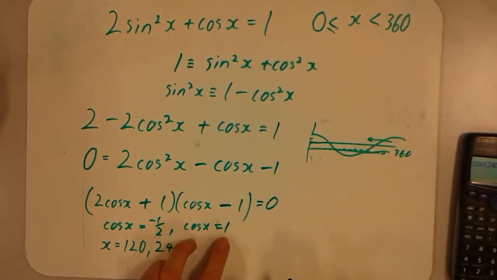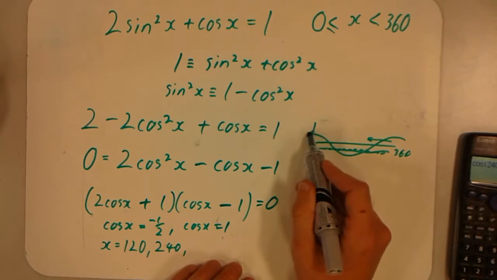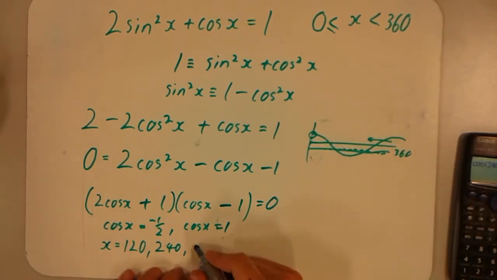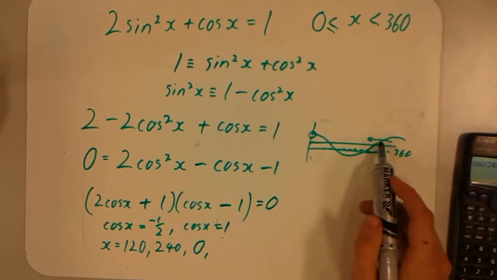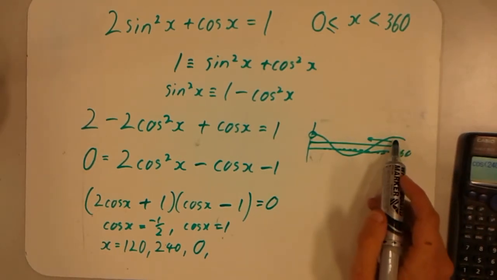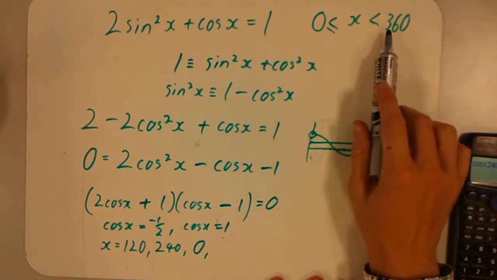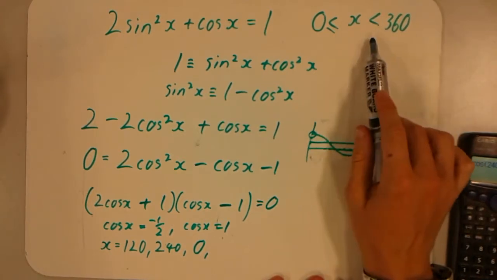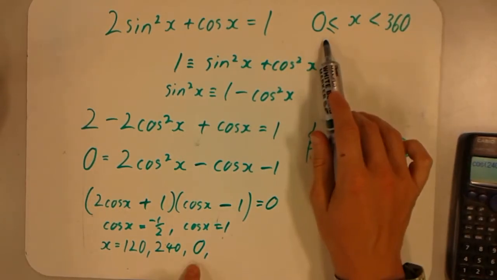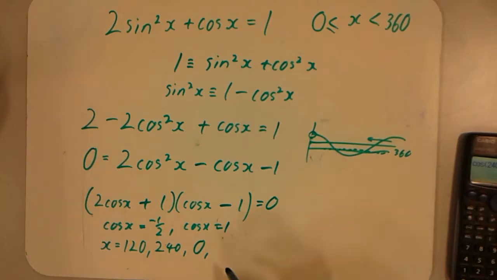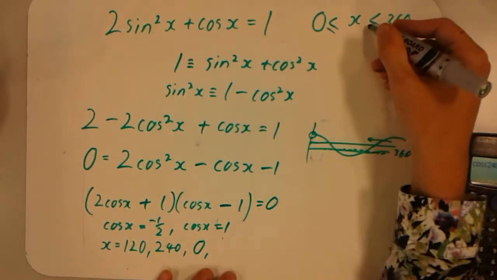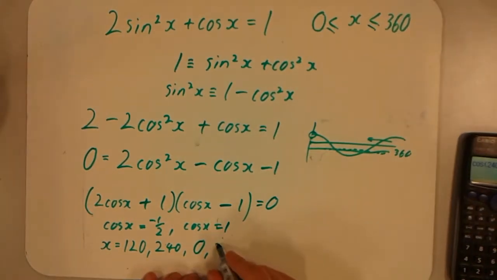And then cos of x equals 1. Well, we can see that one solution to that is there at x equals 0, and then it doesn't equal 1 again until we reach 360 degrees. But looking carefully at the set of values of x for which we're solving this, x can be 0, but it cannot be 360. So in this case, we have 3 solutions. If we did allow 360, we would also list 360 as an additional solution.